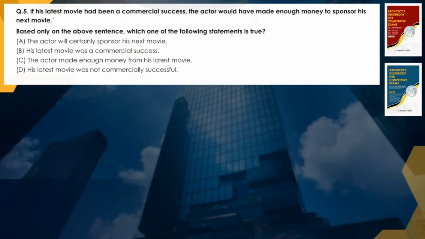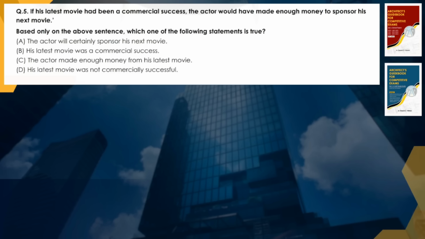If his latest movie had been a commercial success, the actor would have made enough money to sponsor his next movie. Based only on the above sentence, which one of the following statements is true? Option A is the actor will certainly sponsor his next movie. B, his latest movie was a commercial success. C, the actor made enough money from his latest movie. Option D is his latest movie was not commercially successful.